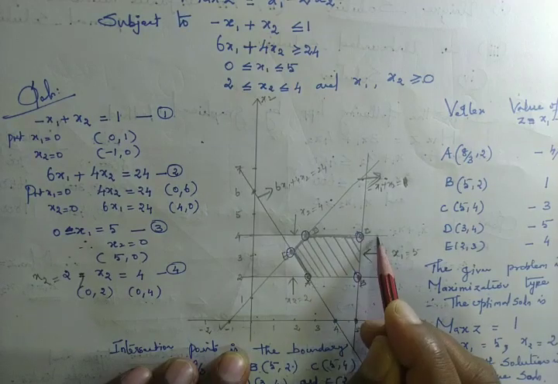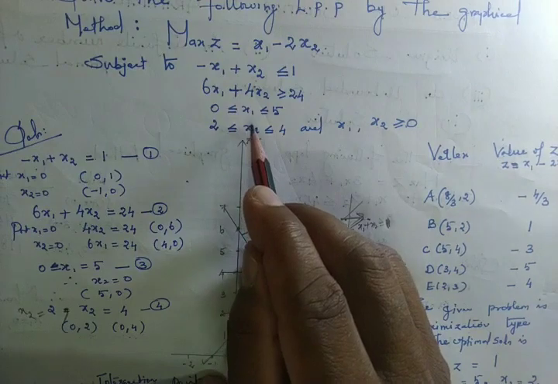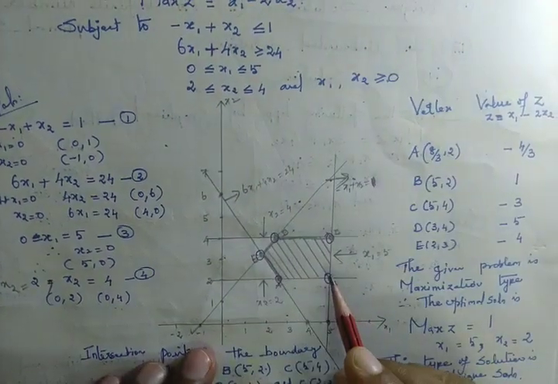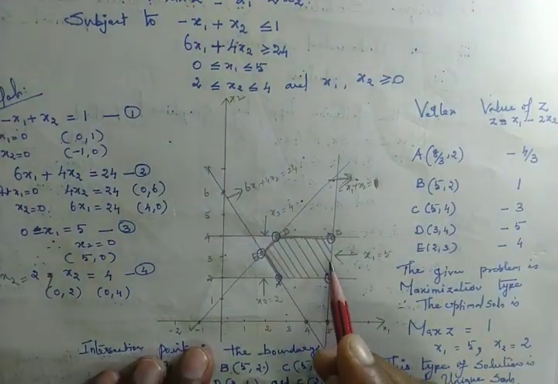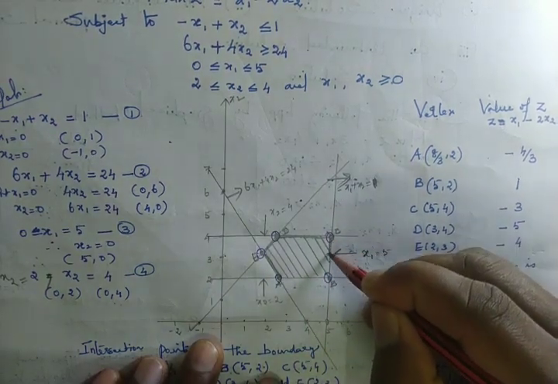You can't cross this line because the third constraint says x1 is less than or equal to 5. This line is x1 equal to 5. Less than means below the line. So you take a diversion again, and you come to this line.